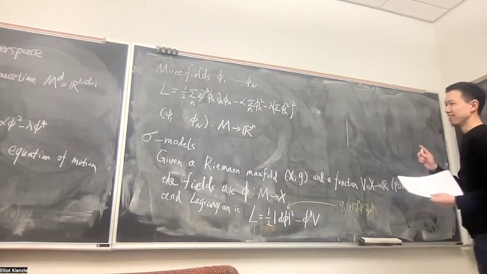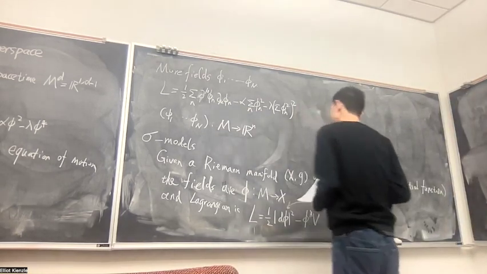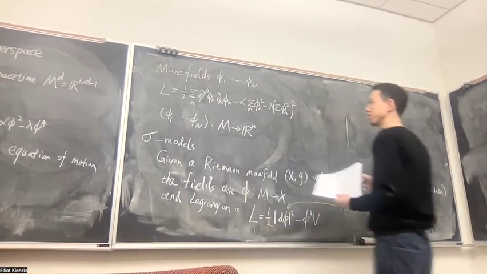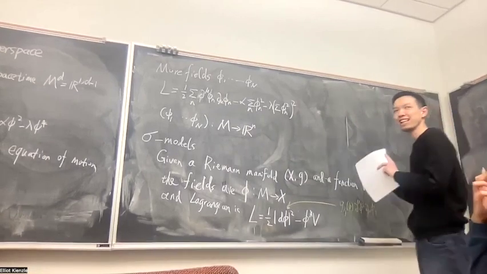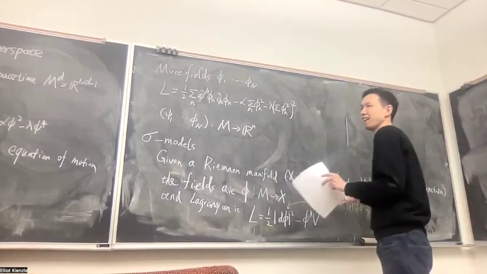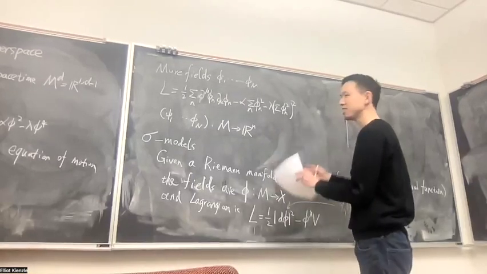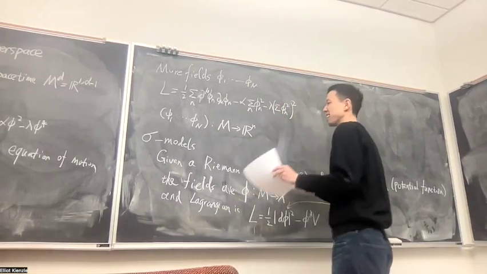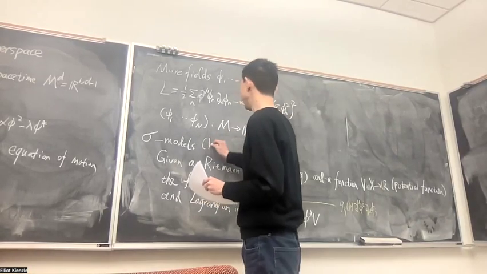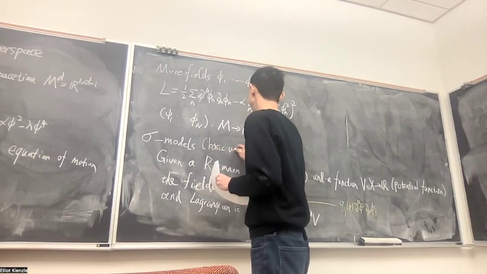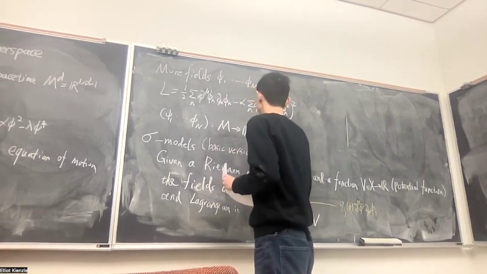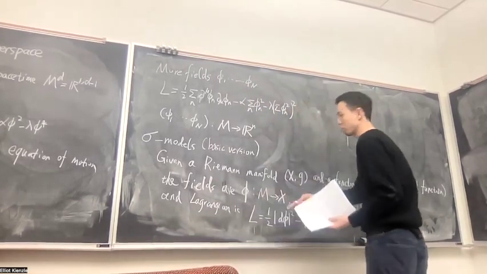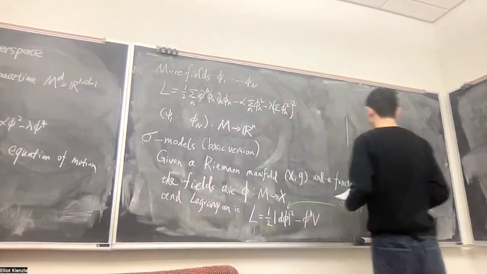I should say that in the physics literature, people usually don't have an exact definition of sigma models, but whenever you have some Riemannian manifold and consider maps into that manifold, people call it a sigma model. So I'll say this is a basic version of the definition. And later we will add more fields that are related to phi.